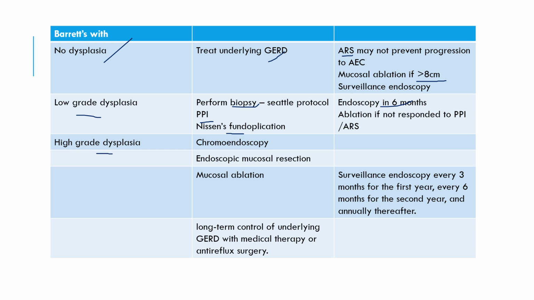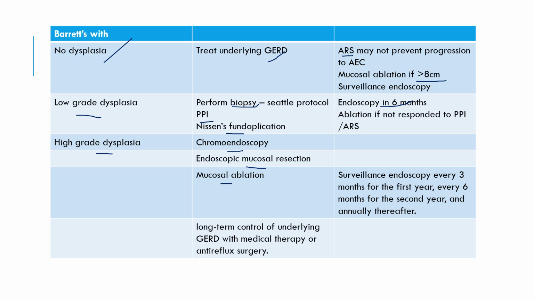Then Barrett's with high-grade dysplasia, you can do a chromoendoscopy with normal light as well. Then you can do an endoscopic mucosal resection. That is for the biopsy and all. You take a tip of the dysplastic area and you identify it under the microscope. And you can do a mucosal ablation.